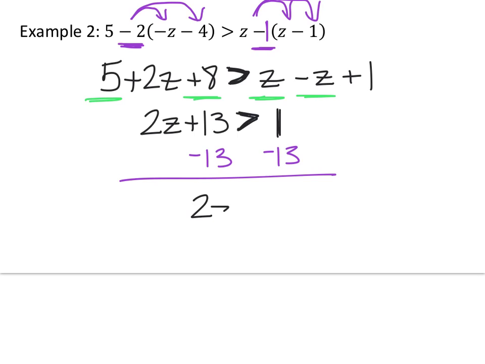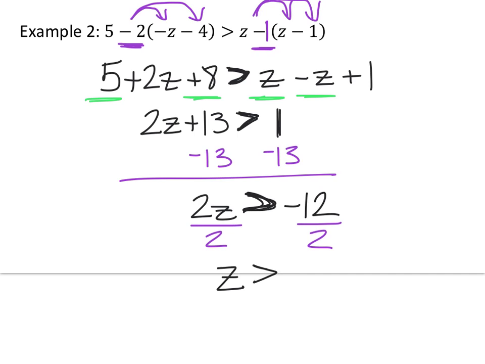So I have 2z. I subtracted, I didn't divide by a negative or multiply by a negative, so my sign stays the same. And 1 minus 13 is negative 12. Last but not least, I'm going to divide both sides by 2. I'm dividing by a positive number, therefore my sign's going to stay the same. And negative 12 divided by 2 is negative 6.